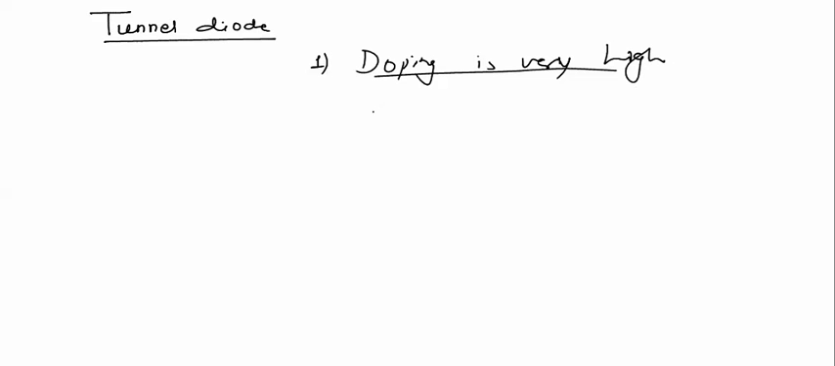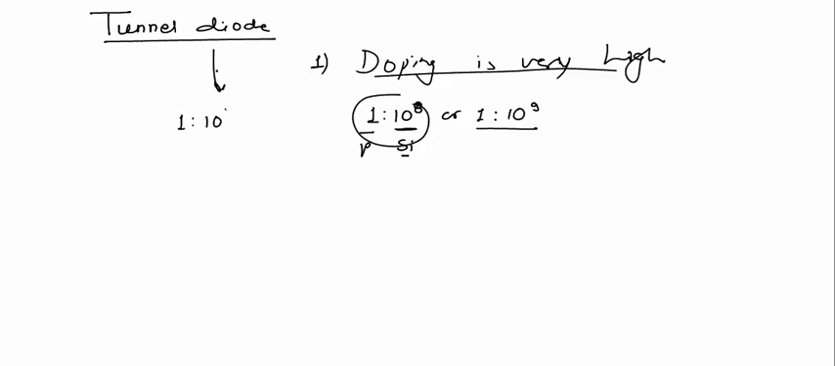In a normal PN junction, the doping concentration is around 1 is to 10 raised to power 8 or 1 is to 10 raised to power 9. This is the doping ratio, meaning in every 10 raised to power 8 silicon atoms, one phosphorus atom is added. But in a tunnel diode, the doping ratio is around 1 is to 10 raised to power 3.